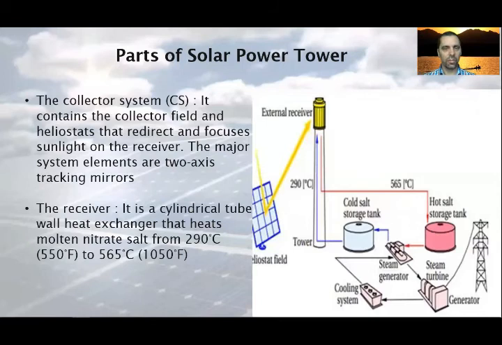Let's see the parts of a solar power tower. The collector system. It contains the collector field and heliostats that redirect and focus the sunlight on the receiver. The major system elements are two-axis tracking mirrors. The receiver. It is a cylindrical tube wall heat exchanger that heats molten nitrate salt from 290 Celsius, 550 Fahrenheit, to 565 Celsius, 1050 Fahrenheit.